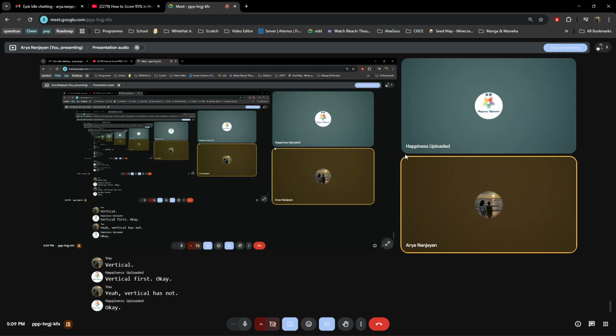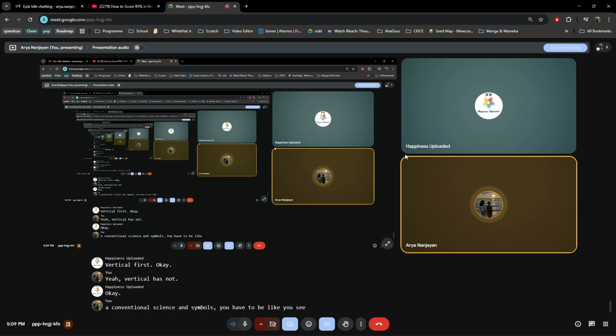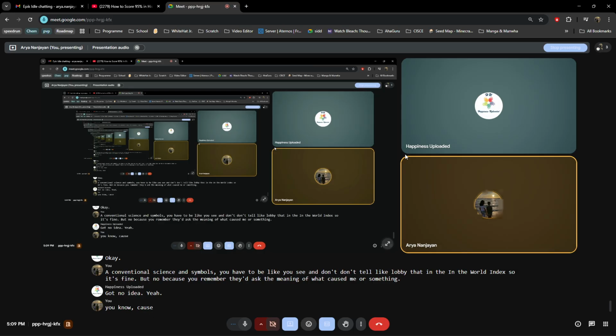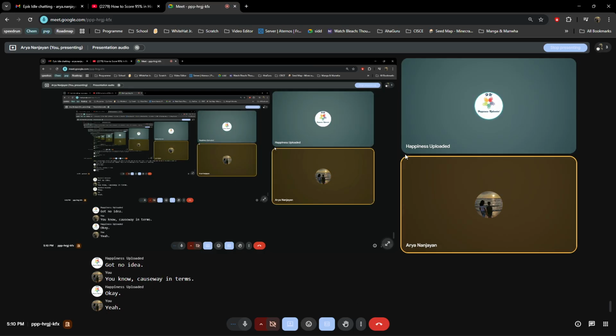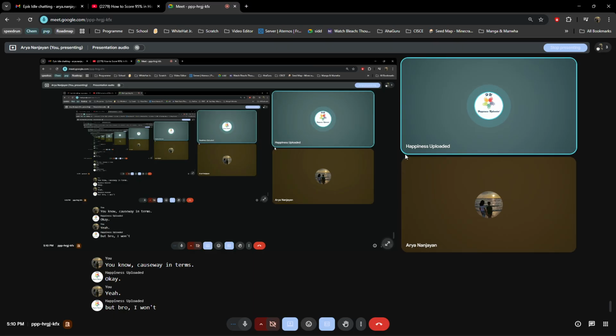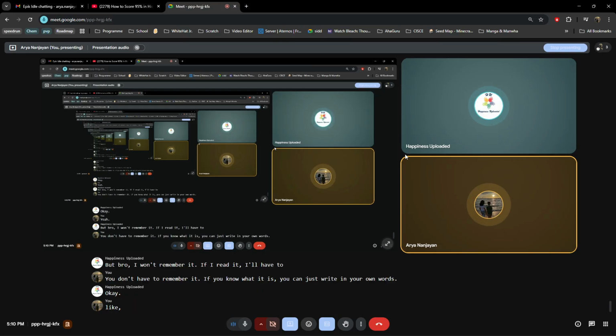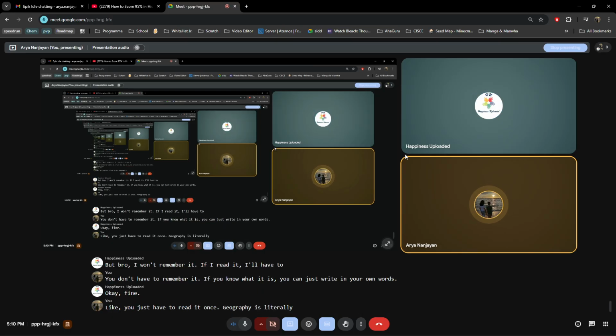Conventional signs and symbols, you just have to read. It'll all be there in the index, so it's fine. But you remember they'd ask the meaning of causeway or something in prelim one. Bro, I won't remember it if I read it. You don't have to remember it. If you know what it is, you can just write in your own words. You just have to read it once. Geography is literally just reading.